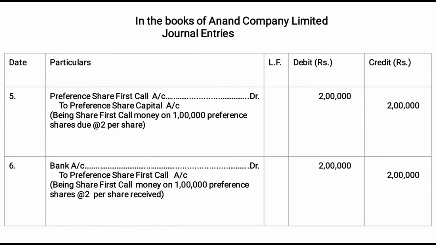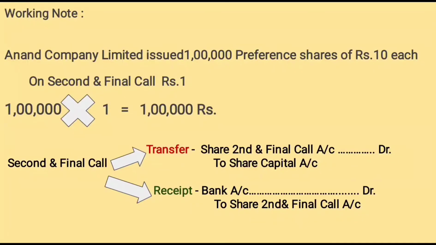So sixth entry will be bank account debit to preference share first call account, amount is 2 lakh. Narration being share first call money on 1 lakh preference share at 2 per share received. Now see the working note for second and final call. Anand Company Limited issued 1 lakh preference share of rupees 10 each. Here on second and final call rupees 1.